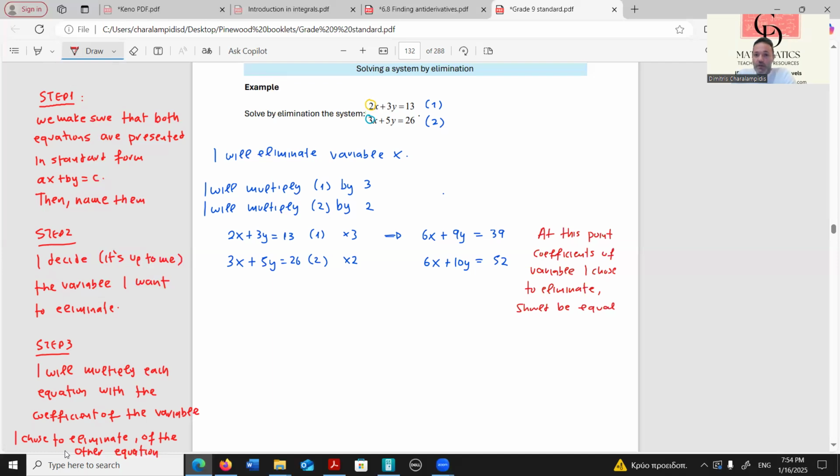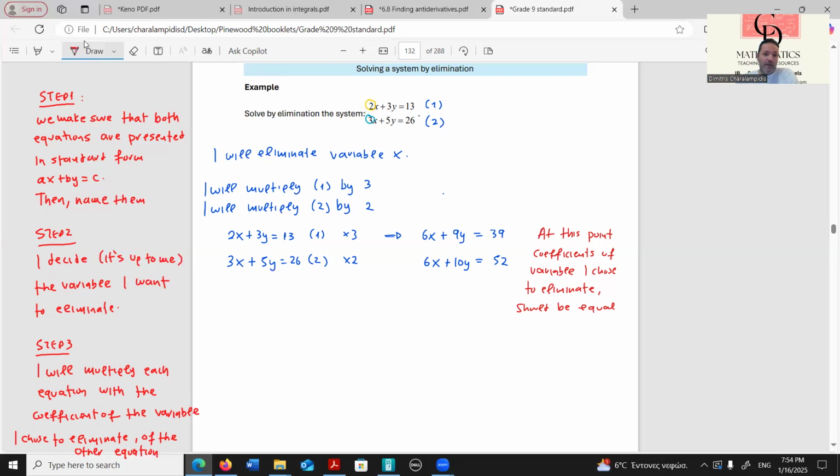Now, I want to share something with you. When I was at your age, I learned that in Greece it was not called the elimination method, but rather the method of opposite coefficients, because that was what we were trying to do. We were trying to make either the coefficients of x or the coefficients of y become opposites. And then through addition, we would eliminate them.